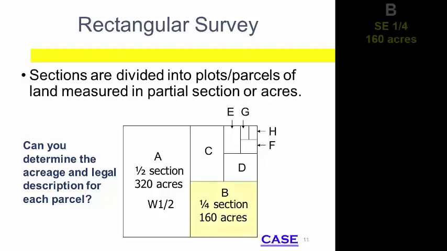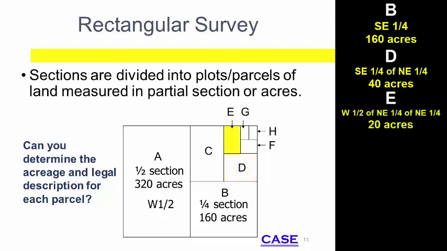Parcel B is described as the southeast quarter of Section 1 and is about 160 acres. Parcel D is the southeast quarter of the northeast quarter of Section 1 and would have 40 acres more or less. Parcel E is the west half of the northeast quarter of the northeast quarter of Section 1. Parcel E is about 20 acres in size.